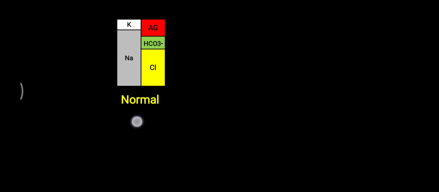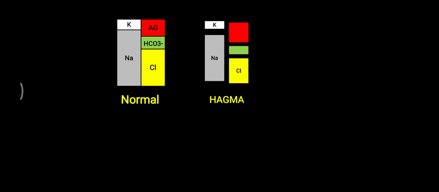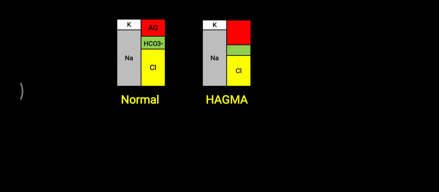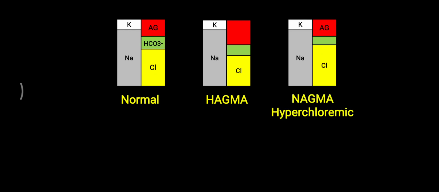In the same way that is representing the normal Gamblegram, but sometimes these levels will be affected in high anion gap metabolic acidosis, particularly lactic acidosis and diabetic ketoacidosis. That value will be altered, and so high anion gap metabolic acidosis is seen. In the same way, normal anion gap metabolic acidosis is seen particularly in diarrhea as well as renal tubular acidosis. That is representing normal anion gap metabolic acidosis.